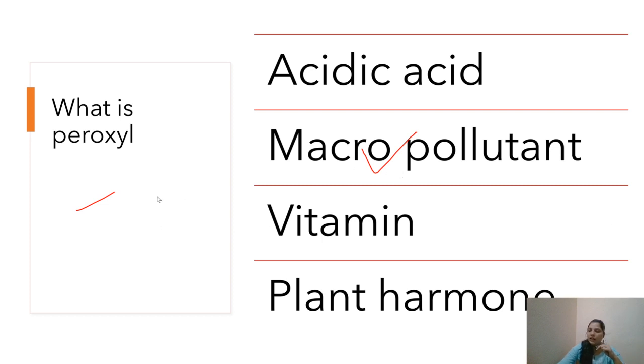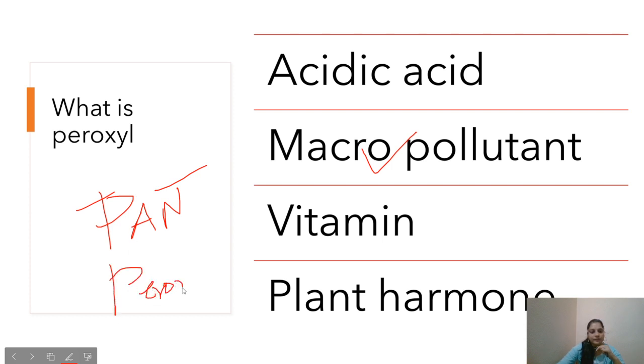So peroxyl is also known as PAN, which is peroxyacyl nitrates. PAN, which is a major pollutant. Peroxyacyl nitrates. So let me write the spelling here. So, peroxyl is a macropollutant, so it comes under the PAN, that is peroxyacyl nitrates.